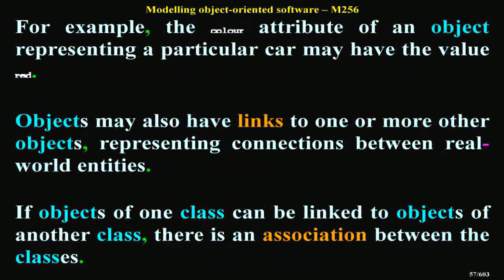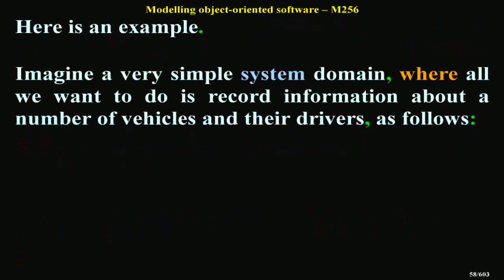Objects may also have links to one or more other objects, representing connections between real-world entities. If objects of one class can be linked to objects of another class, there is an association between the classes. Here is an example. Imagine a very simple system domain, where all we want to do is record information about a number of vehicles and their drivers, as follows.